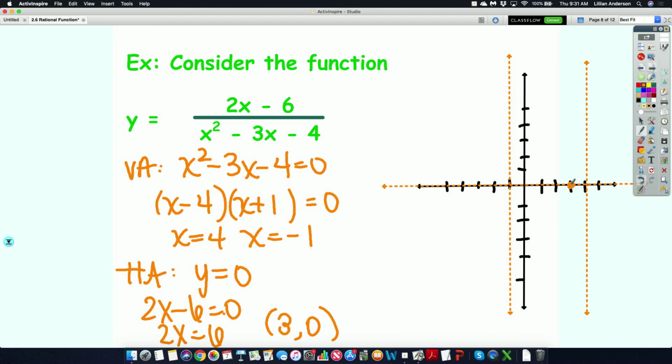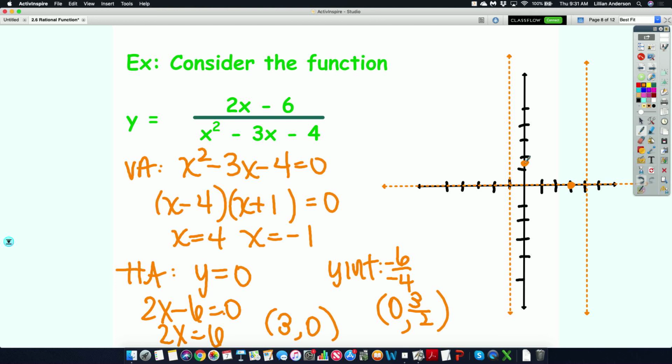What about my y-intercept? You plug in 0 to all the x's. So that leaves me with negative 6 over negative 4. 2 negatives make a positive. So, reduce that, and it becomes what? So you have 0, 3 over 2, which is in between what two numbers? 1 and 2. Okay?